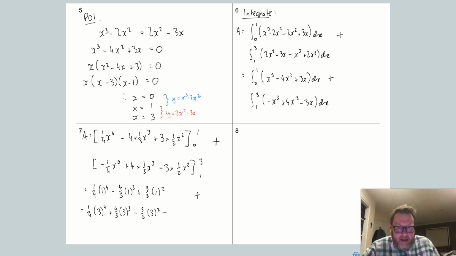minus, again, it's up to you. You can either do this in one step or two. I will live life on the wild side and do it in one step. I'm subtracting negative a quarter. So I'm going to add a quarter multiplied by 1 to the power of 4. I'm subtracting 4 thirds x cubed. So minus 4 thirds 1 cubed. I'm subtracting negative 3 times a half x squared, so that'll be plus 3 halves 1 squared.